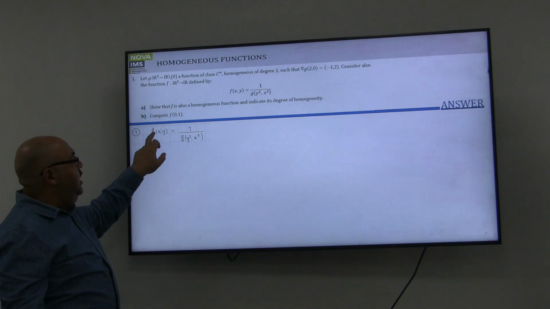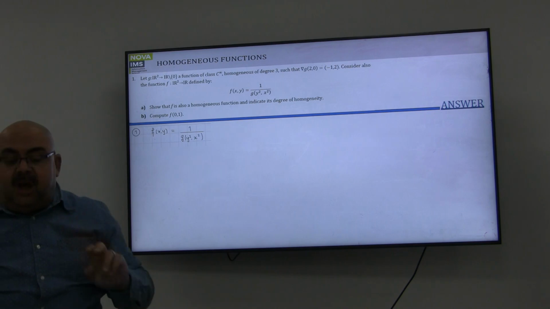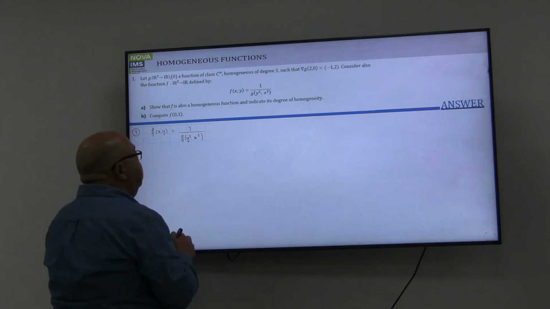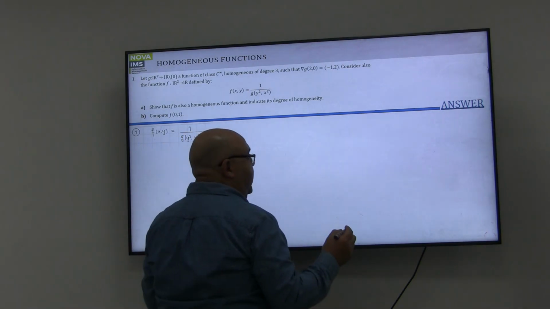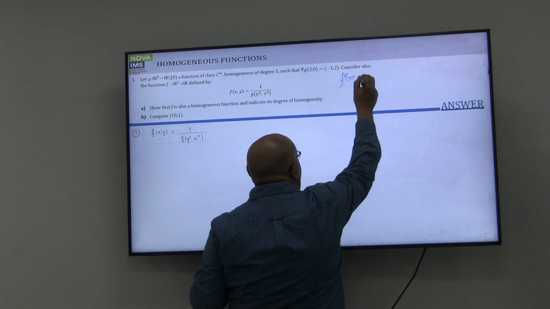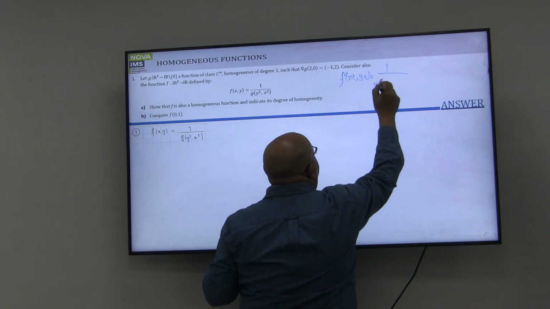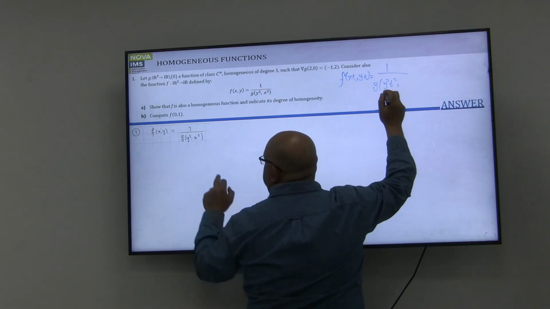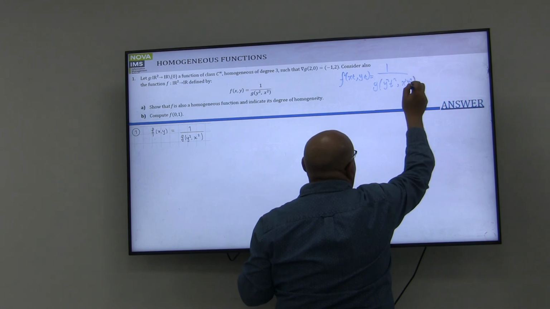This is f of xy, which equals 1 divided by g of y squared plus x squared. Look how I'm going to study the homogeneity of this function. In order to see if f is homogeneous or not, all I have to do is to replace every x by xt and every y by yt. So f of xt, yt is equal to 1 over g of y squared t squared and x squared t squared.